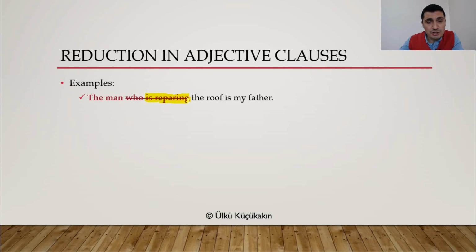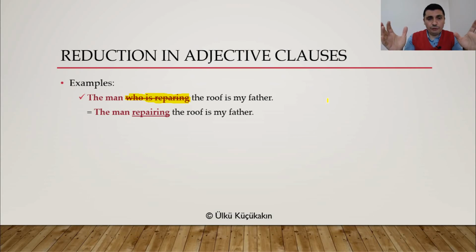If you have another subject, you omit only who. But if you have who plus a present continuous tense verb, then you omit all of it. Who plus is repairing, and you have: the man repairing the roof is my father. That's it. This is an adjective clause altogether. The man repairing the roof. All this part up until here, it's an adjective clause.